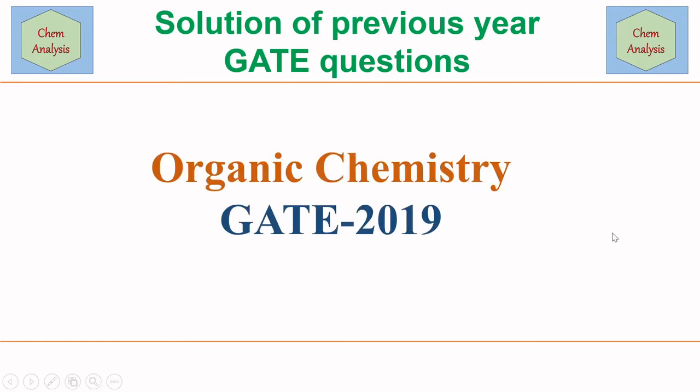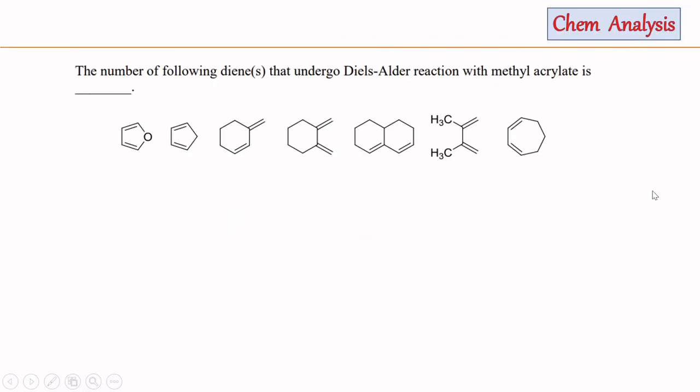In this video, I will solve a previous year Organic Chemistry GATE 2019 question. From the first question, we can see that we have to tell the number of dienes among these given dienes which undergo Diels-Alder reaction with methyl acrylate.